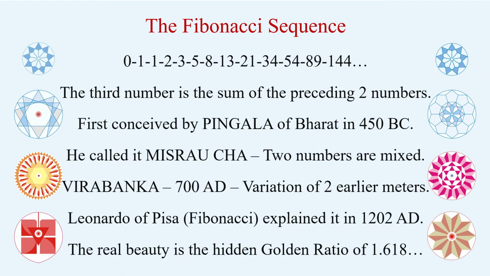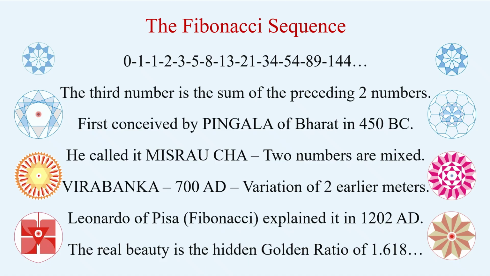Now in this particular thing you can see the Fibonacci sequence, which was given, that is 0, 1, 1, 2, 3, 5, 8. So you see 5, 8 and 13, all that are part of that particular thing, and this was not done by Fibonacci. The third number is the addition of the two numbers, and this was discovered or conceived by Pingala in Bharat in 450 BC, that means 2500 years ago. He called it Mishra, the two numbers are mixed. Virahanka in 700 AD called it a variation. Leonardo of Pisa, or Fibonacci, explained it in 1202 AD, but he called it Indian only.